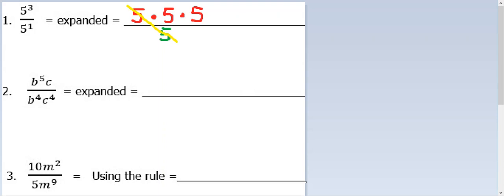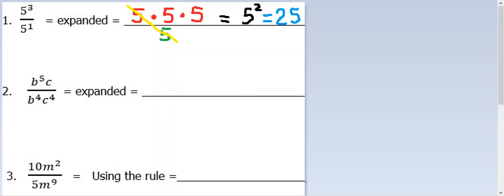So I can see that the first 5 and the 5 in the denominator will cancel out. Then I can add up what 5s I have left. I have 2 fives, so that will become my exponent, which leaves us with 5 squared. And we know 5 squared equals 25. All right, let's go on to number 2.